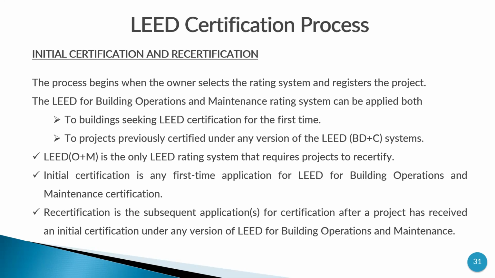The LEED for building operation and maintenance rating system is applied to buildings seeking LEED certification for the first time. Means which all projects you can apply: first time, if you are doing a certification for the existing buildings. Second one, to projects previously certified under any version of BD+C. Means already if the building is a LEED BD+C, still you can apply for LEED O&M.